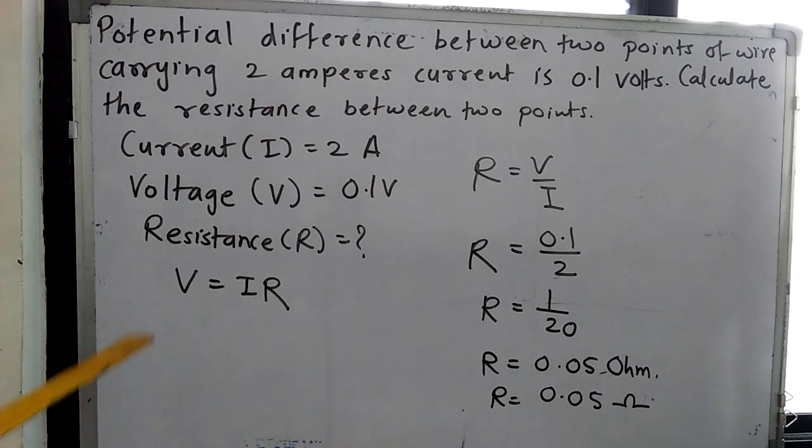So here we have Ohm's law, V is equal to IR. As we want to calculate R, R is equal to V upon I. Value of V is 0.1, current is 2. As we have one decimal, we will give 0 to the denominator, so 1 upon 20. So resistance R is equal to 0.05 ohm, or you can write it with the symbol also.